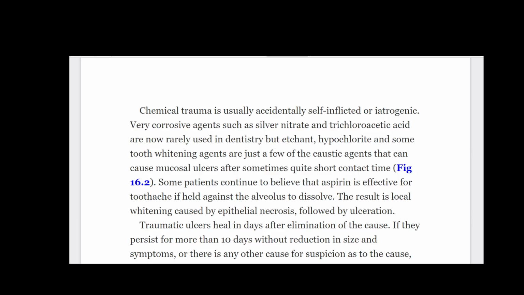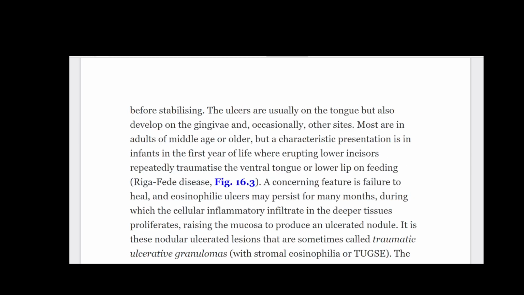The cause is unknown, but an unusual response to trauma is suspected, though a history of trauma is not always obtained. Eosinophilic ulcers have a worrying presentation, often resembling carcinoma and exceeding 10 mm in diameter and enlarging rapidly. Before stabilizing, the ulcers are usually on the tongue but also develop on the gingiva and, occasionally, other sites. Most are in adults of middle age or older, but a characteristic presentation is in infants in the first year of life where erupting lower incisors repeatedly traumatize the ventral tongue or lower lip when feeding, Riga-Fede disease, Fig. 16.3.